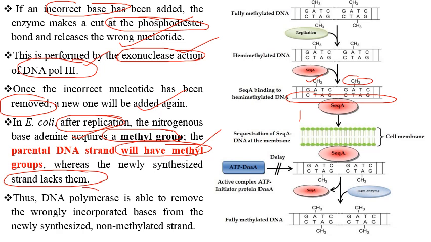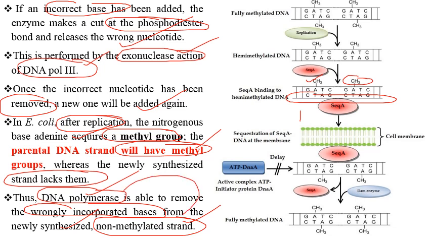And after this, the DNA polymerase is able to remove the wrongly incorporated bases from the newly synthesized strand, which is non-methylated. So it acts as an identifying marker for this enzyme DNA polymerase, by which it identifies the newly synthesized strand and removes the incorrect bases in it. After this proofreading, the daughter strand also gets methylated at adenine. So by this process, proofreading is done by these DNA polymerases, that is DNA polymerase 1 and 3 respectively.